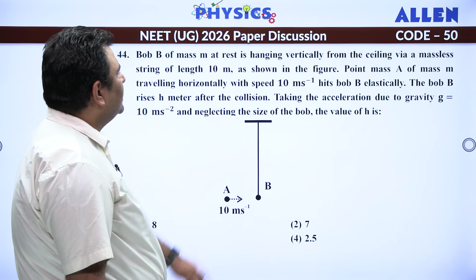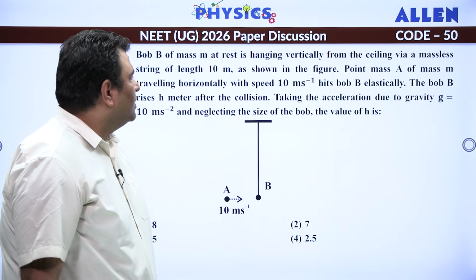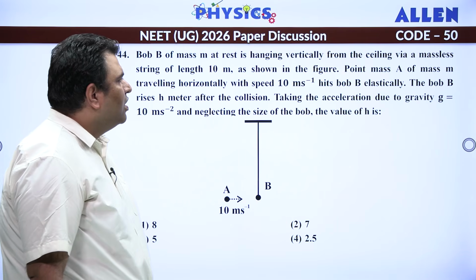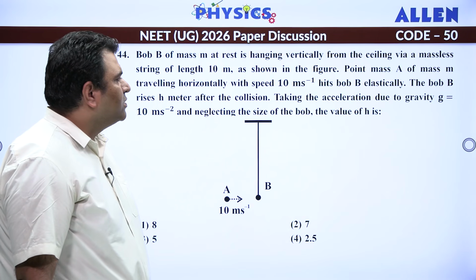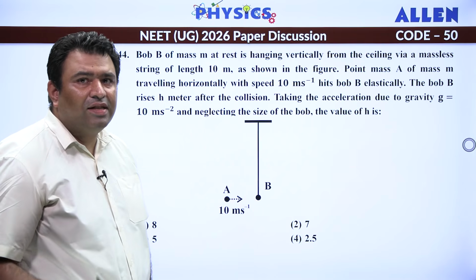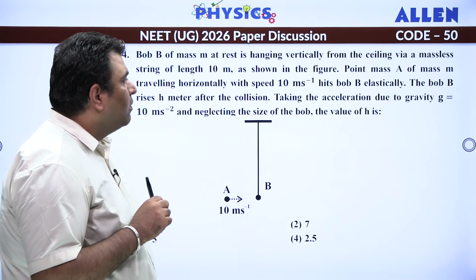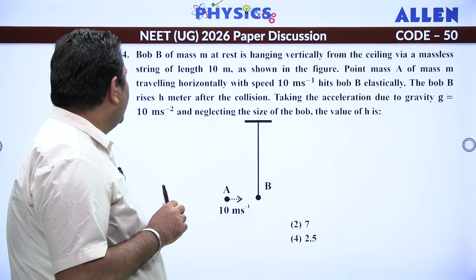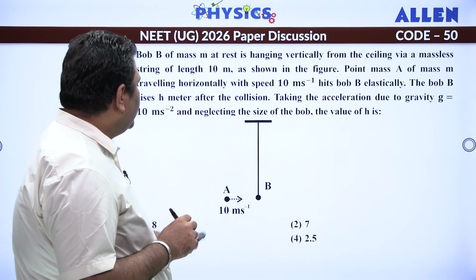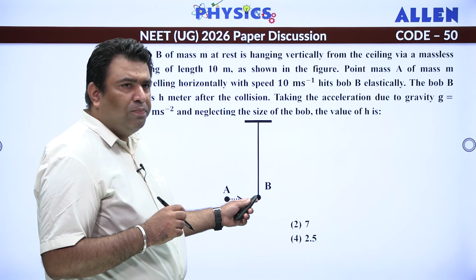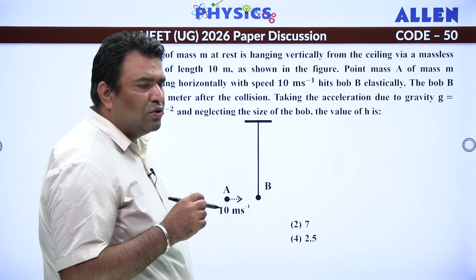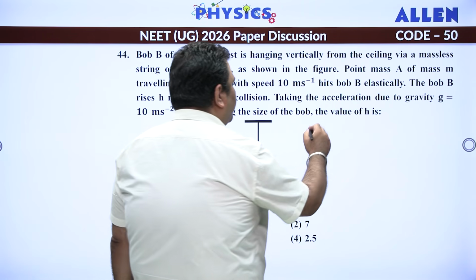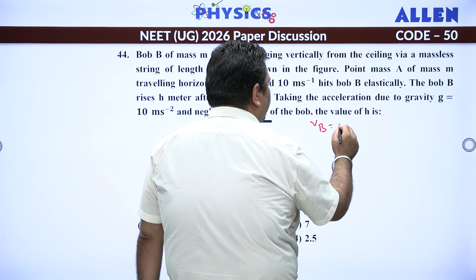There is a bob of mass m hanging vertically from the ceiling with a massless string of length 10 meter. Point mass A of mass m, traveling horizontally with a speed of 10 meter per second, hits bob B elastically. Since it's an elastic collision, what should happen in that case? The entire velocity of A will get transferred to B here. Since the entire energy is transferred to B, what should be the velocity of B? It should be 10 meter per second.